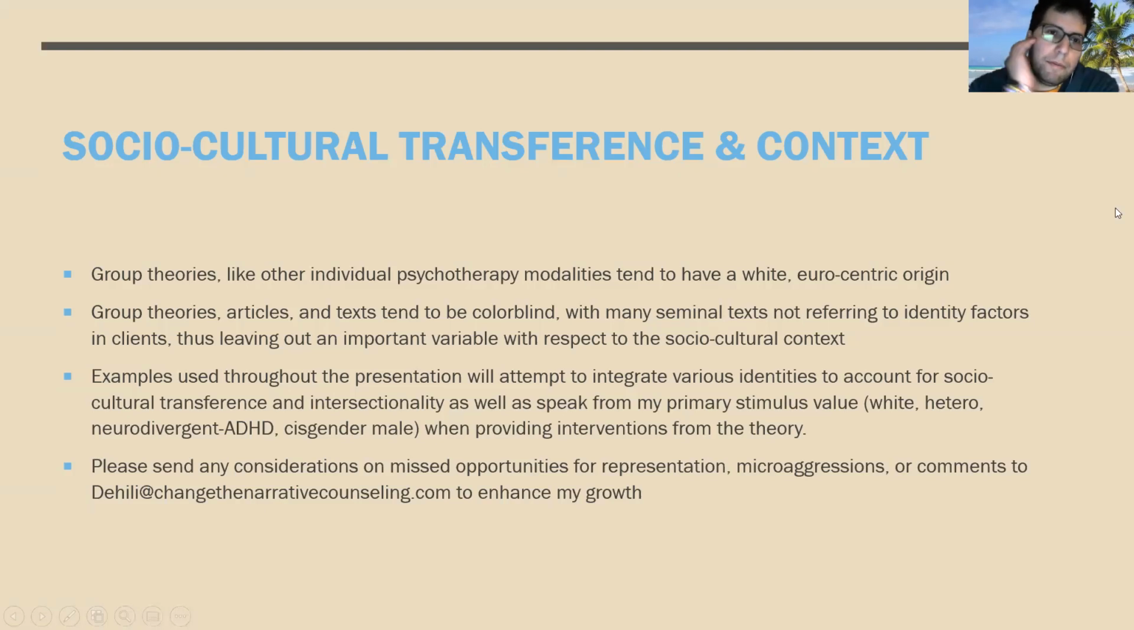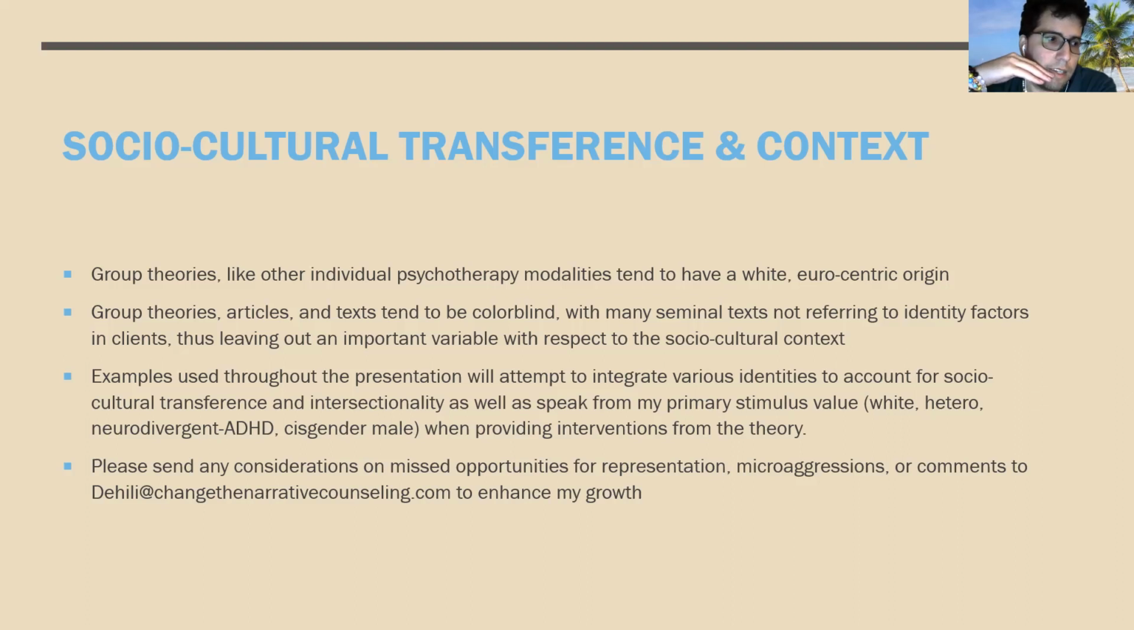So like we've talked about previously, social cultural transference and context. Most group theories, again, like any modalities, tend to have a more Eurocentric origin. This is not the case with restorative justice, although restorative justice, as it's been talked about and written about, has largely been from white folks, like in the books that I discussed previously. I think Howard Zehr and others do a pretty good job of really acknowledging the roots, and that this isn't something that's new, portrayed to be resold.